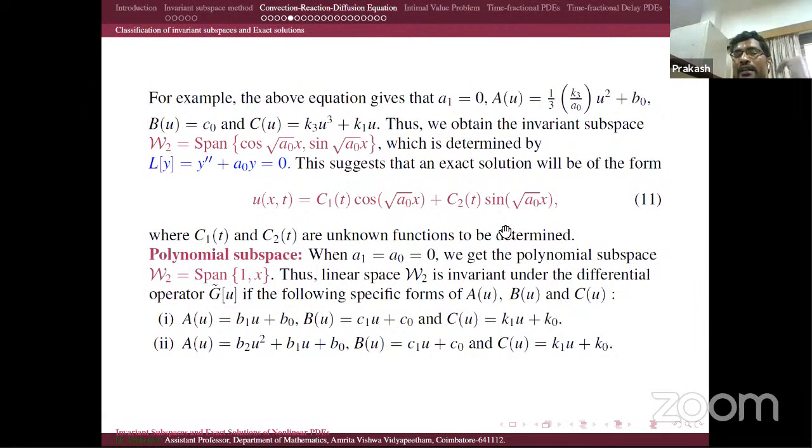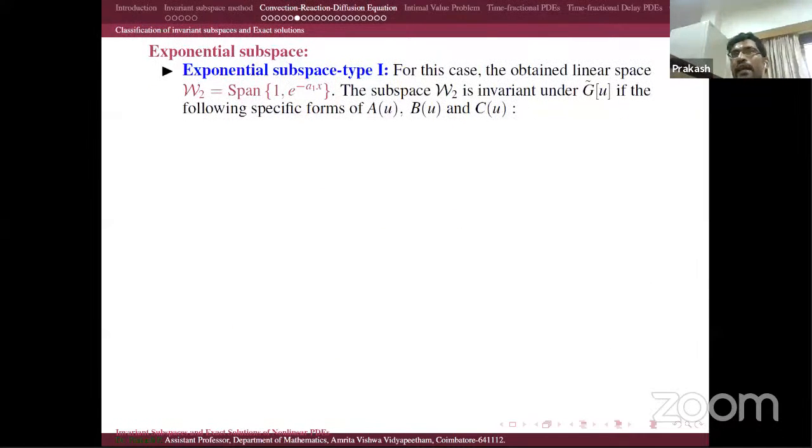Similarly, we can construct the two-dimensional polynomial subspace. The polynomial subspace is invariant under the cubic differential operator and the quadratic differential operator, because A of u is in this form, B of u, this gives G bar as a quadratic differential operator, and this gives G bar as a cubic differential operator. Another point is that we can classify the invariant subspaces as polynomial, trigonometric, and exponential.